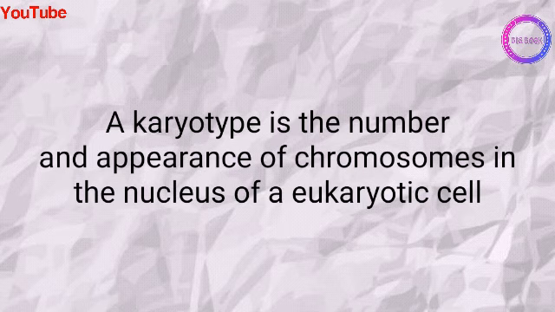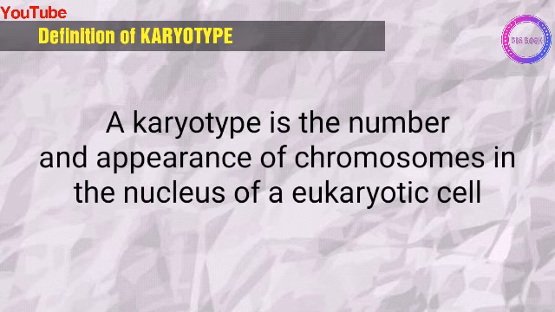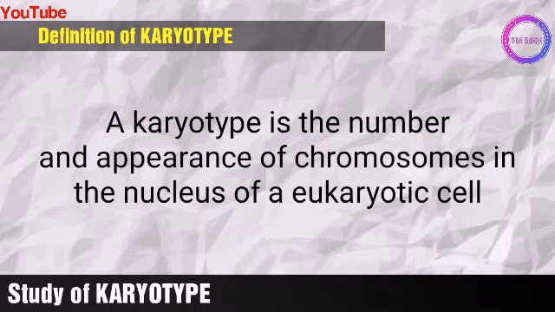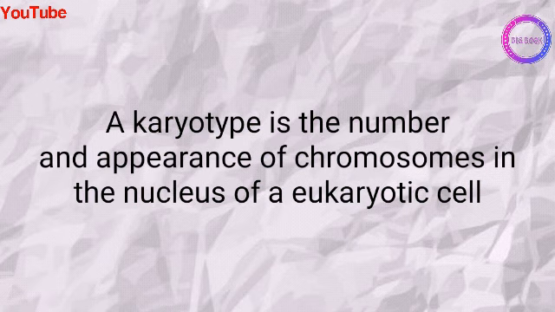In the second slide we are going to read the definition. A karyotype is the number and appearance of chromosomes in the nucleus of a eukaryotic cell. This definition describes the complete chromosomal structure in the eukaryotic cell during metaphase. But this is not the correct definition.